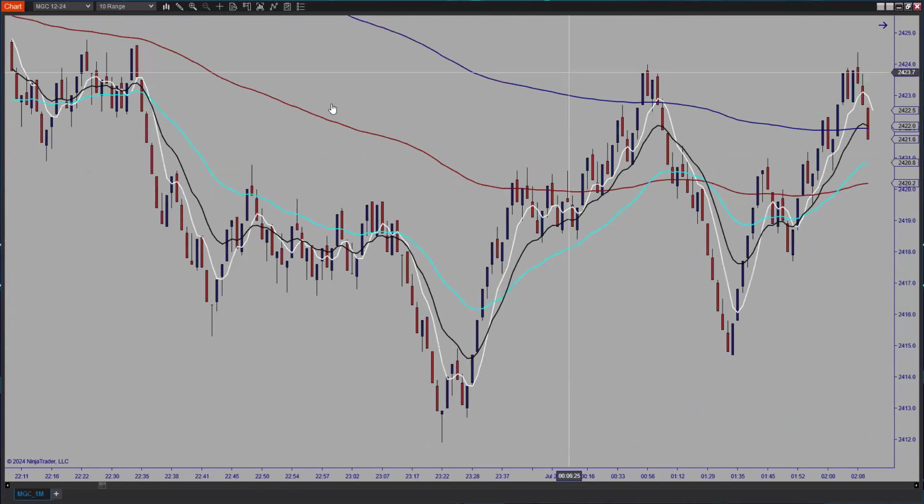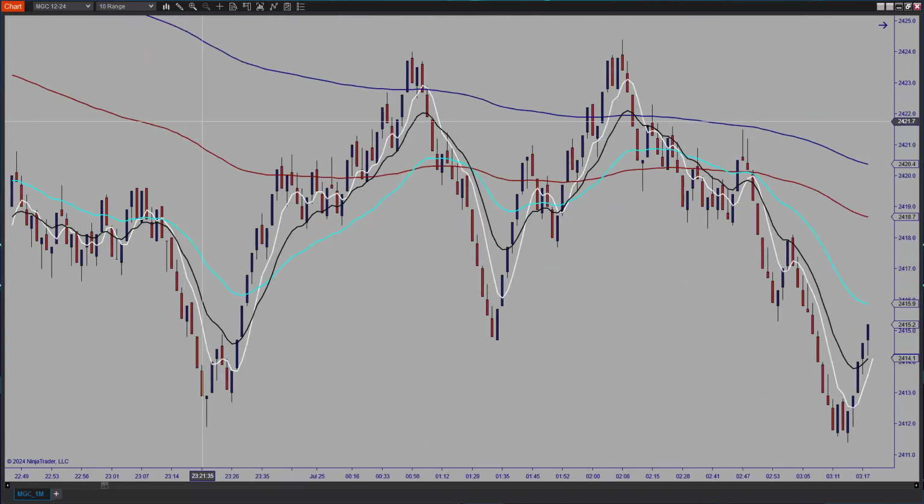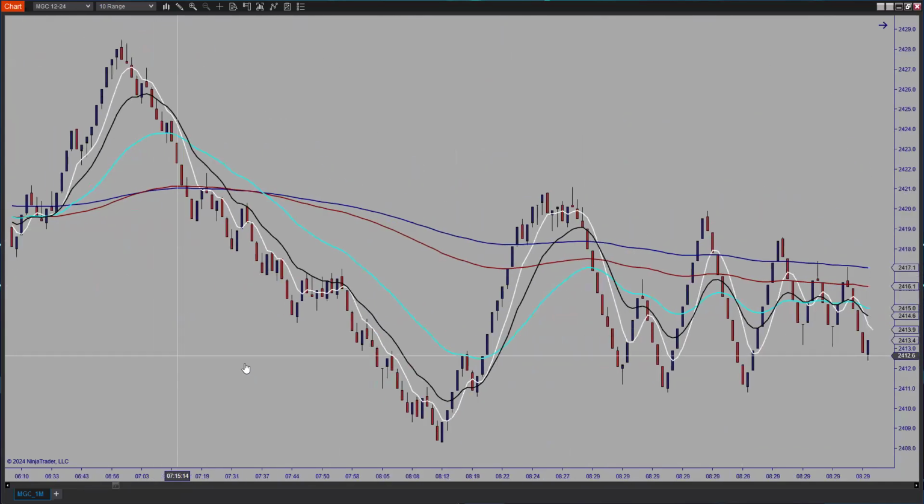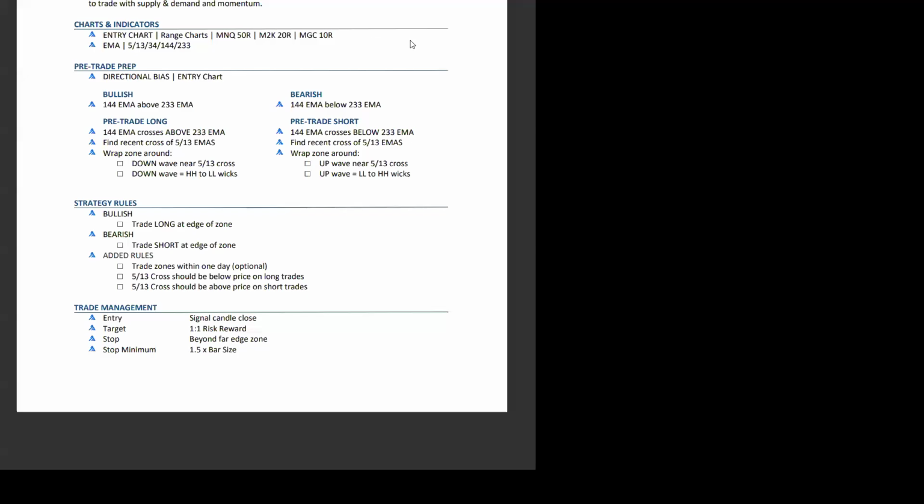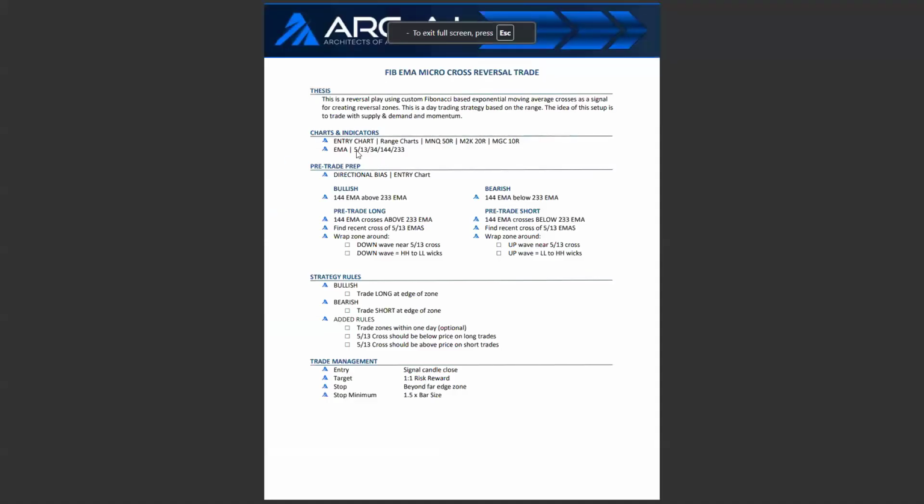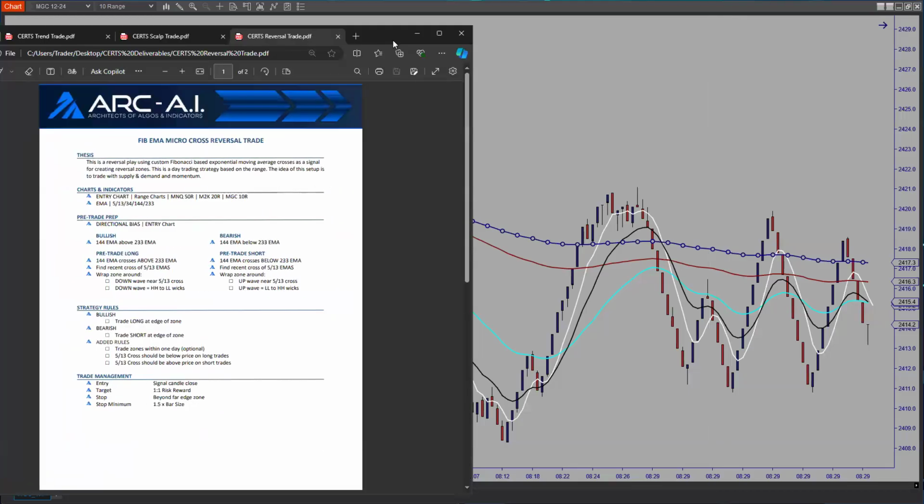So there was a question about the EMAs. Let's look at them where they're all sequential. Okay, 5, 13, 34, 144, 233. You go, I can't remember that. That's why the cheat sheets are there. 5, 13, 34, 144, 233. There it is.